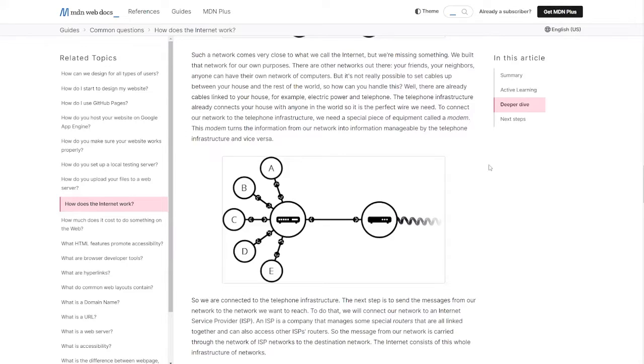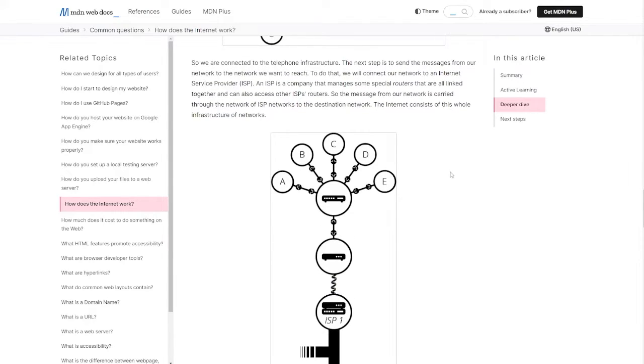Well, there are already cables linked to your house, for example, electric power and telephone. The telephone infrastructure already connects your house with anyone in the world, so it's the perfect wire we need. To connect our network to the telephone infrastructure, we need a special piece of equipment called a modem. This modem turns the information from our network into information manageable by the telephone infrastructure and vice versa.